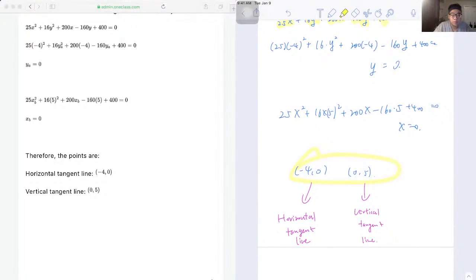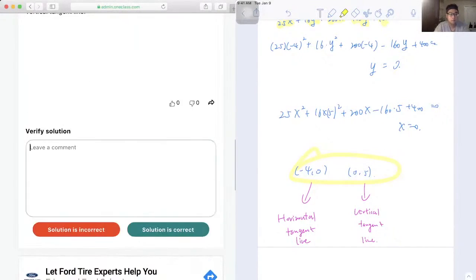Okay, let's leave a comment. Solution is correct. Well done.